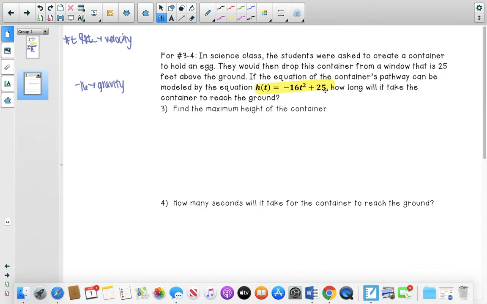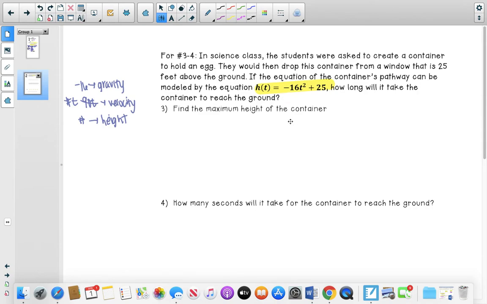And then the constant will give you the height. So just the number will always give you the height of where it started if it didn't start on the ground. So the 25 is because you're dropping it from 25 feet off the ground, and then the negative 16 is the gravity that's occurring when you drop it.